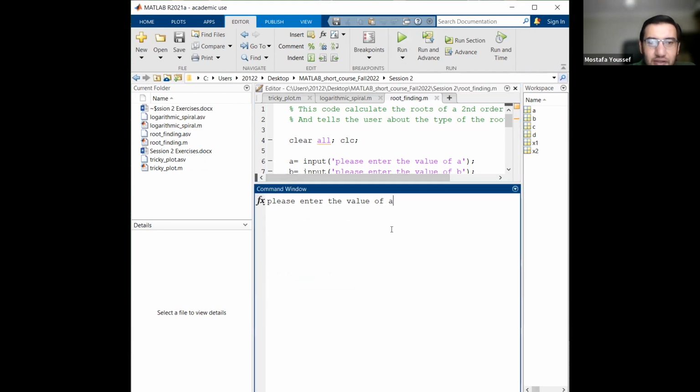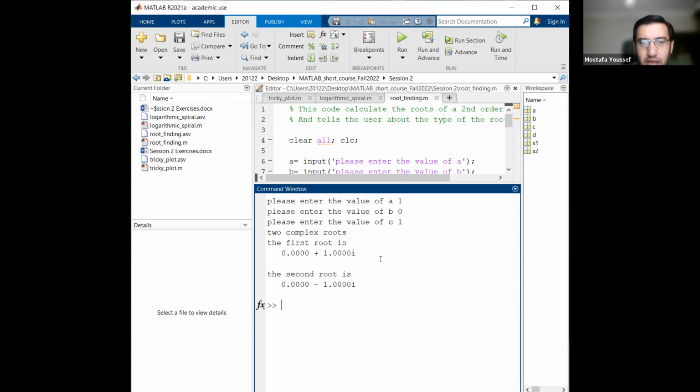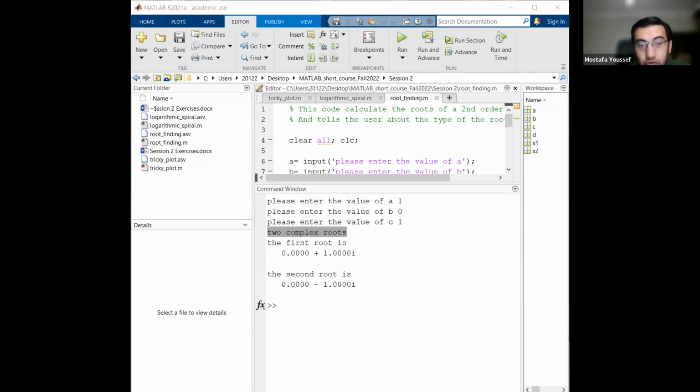Let's actually run again and reproduce it one more time. 1, 0, 1. Says that there are 2 complex roots. So it seems that the code is working fine. It remains to show how to do the plotting.